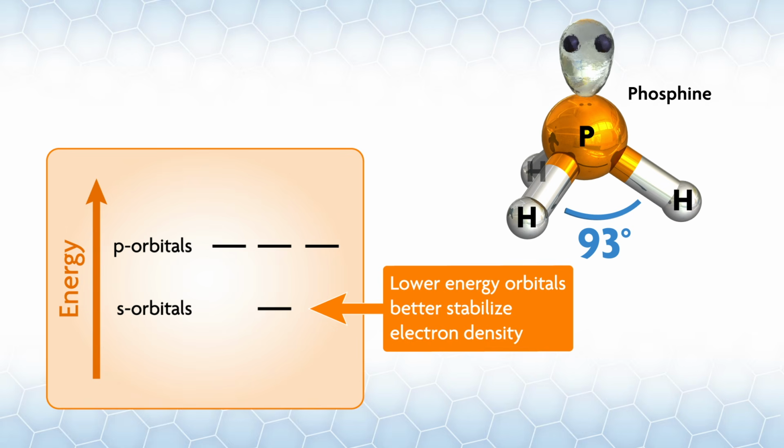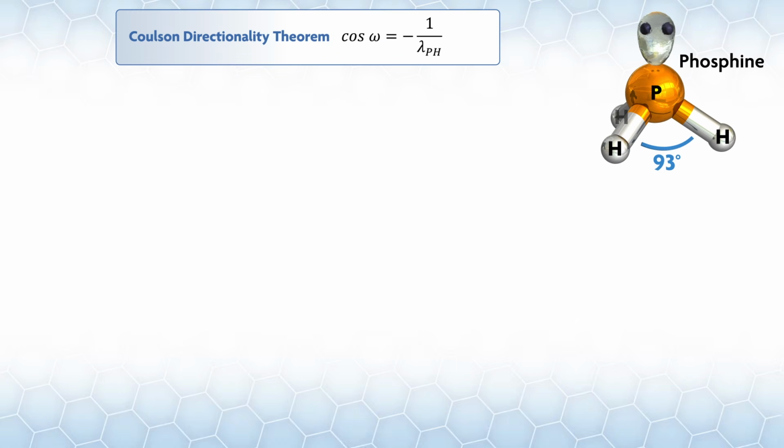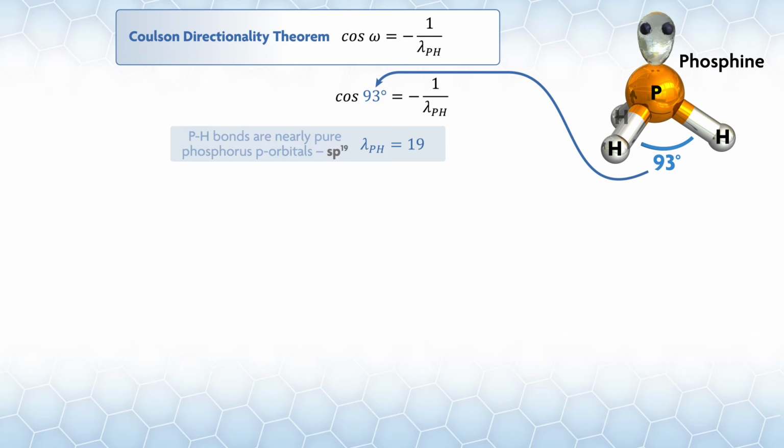We have equivalent bonds in PH3, so we can use the simplified form of the Coulson directionality theorem, which is this. We insert the 93-degree angle and get that the hybrids on phosphorus used to make the PH bonds are a very large sp^19. So the PH bonds are being formed with nearly pure phosphorus p orbitals.